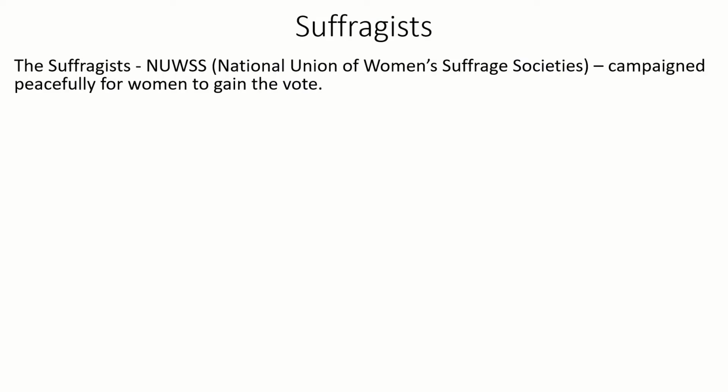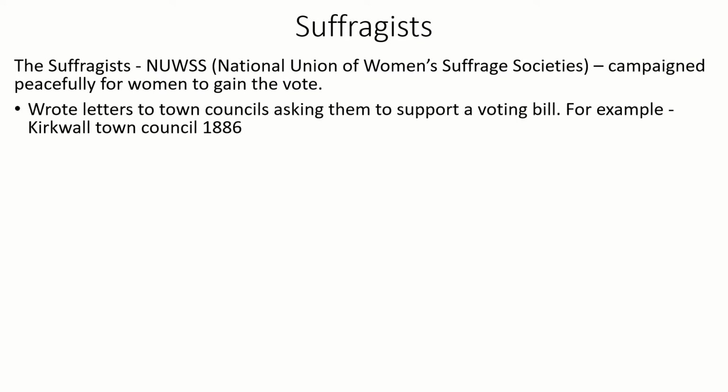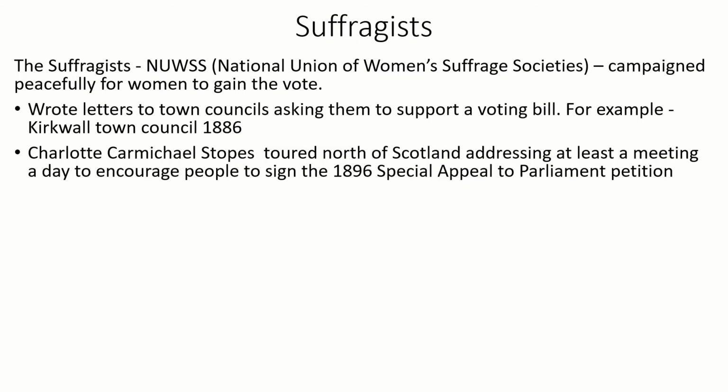On to the suffragist tactics themselves. So suffragists, the NUWSS, the National Union of Women's Suffrage Societies, campaigned peacefully to gain the vote, and the sort of things they did includes writing letters to town councils. For example, they wrote letters to Kirkwall Town Council, which is in Scotland, obviously, to campaign for women to gain the vote. Famous suffragist Carmichael Stokes toured the north of Scotland, addressing at least a meeting a day to encourage people to sign the 1896 Special Appeal to Parliament petition, and we've talked about petitions before.